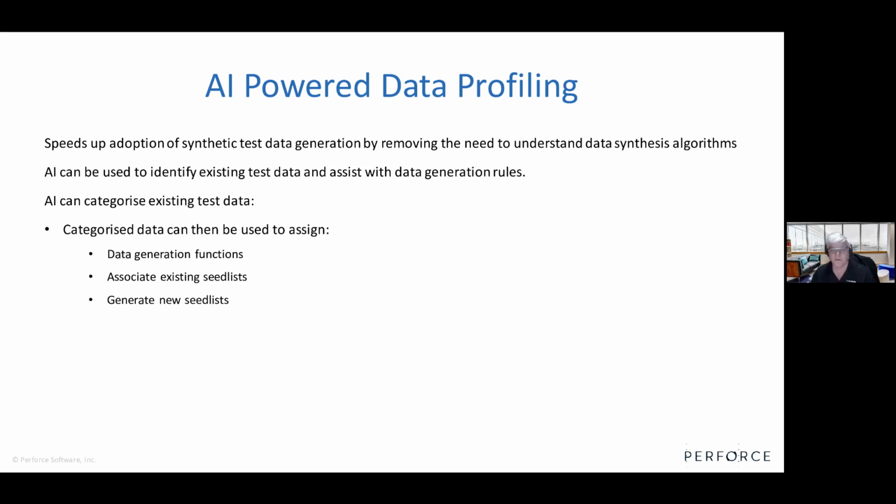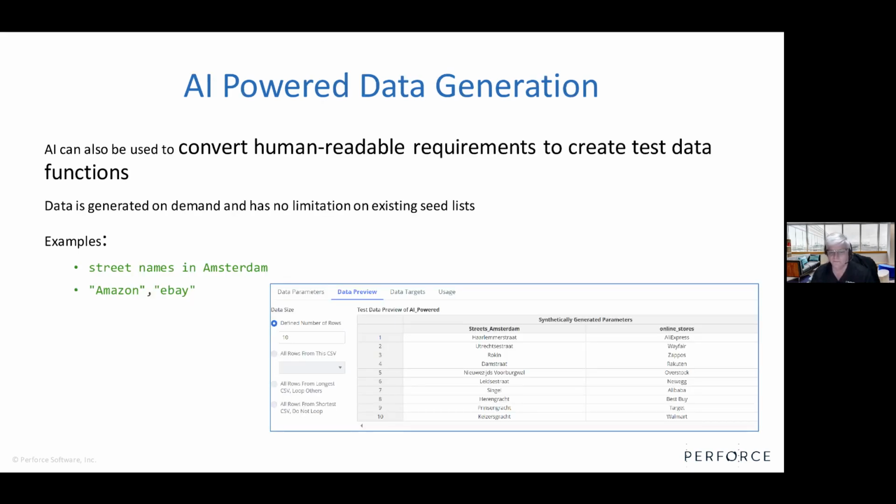So this is the first part, which is the profiling. The second part is the data generation. So we're using AI to generate your data. And some of the key things here are, the first thing is that we take human-readable requirements and convert that to data. So in our example, you can see we have this. The first example is street names in Amsterdam. So within the tool, that's what you type in. You type in, my requirement is I want street names in Amsterdam.